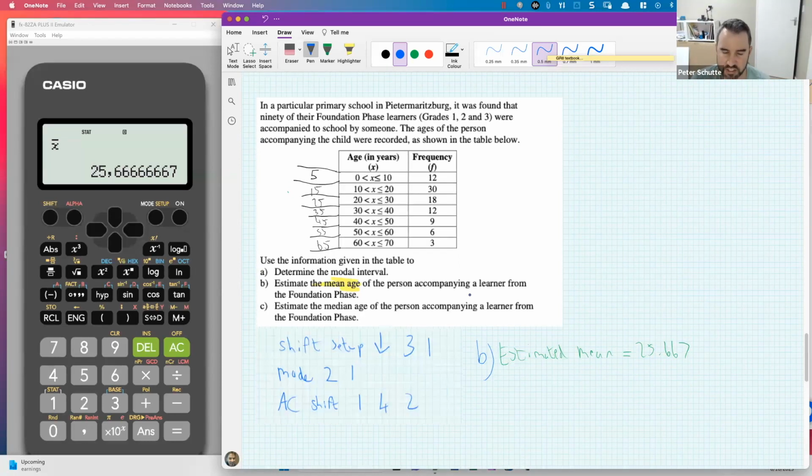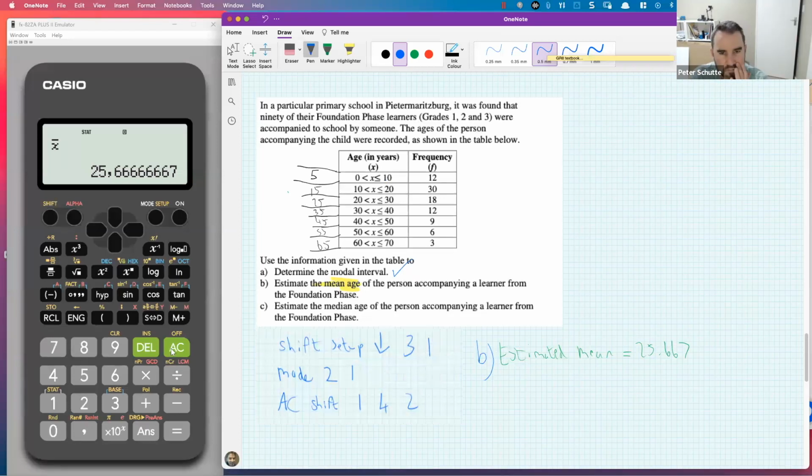Okay, now I actually didn't ask you to do A and C yet, so let's do that. What is the modal interval for this grouped data set? So think about what you are scanning for when you want to get the modal interval. The modal one is the biggest count, the one with the most in it, which is here. And so the modal interval should be that one. It's going to be X is between 10 and 20.